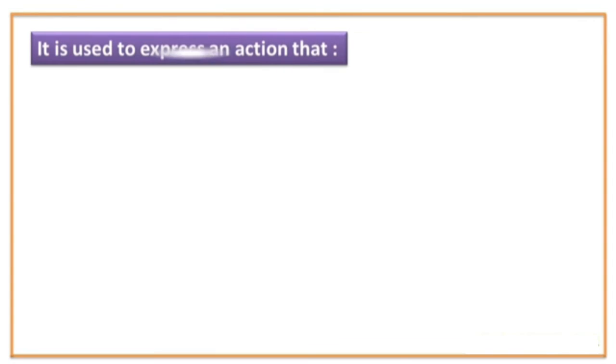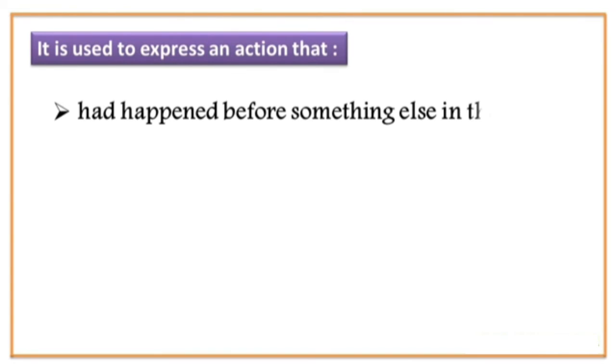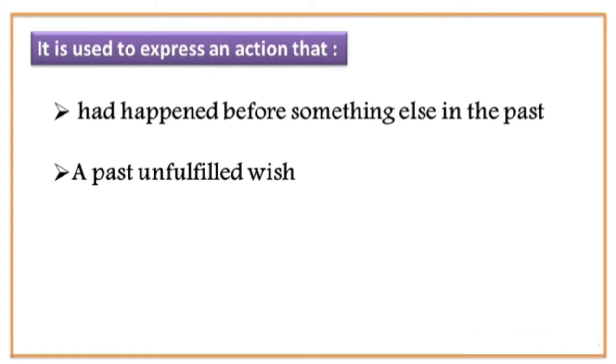The past perfect tense is used to express an action that had happened before something else in the past, and a past unfulfilled wish.